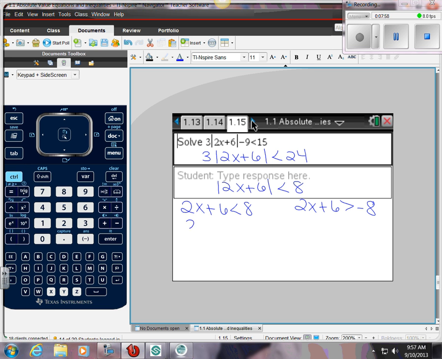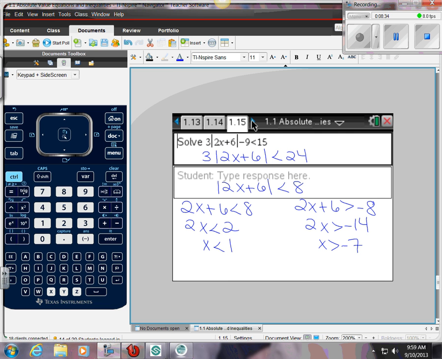All right, now what? Great, subtract 6 from both sides. 2x is less than 2. 2x is greater than negative 14. If you need me to show that step, tell me. I know I'm skipping the step of showing the subtraction. Are we okay? All right, now what? Divide by 2. x is less than 1. x is greater than negative 7. Absolutely. Thank you for telling me.